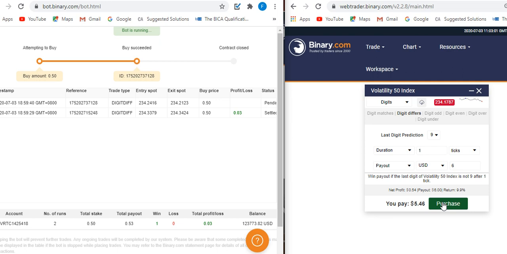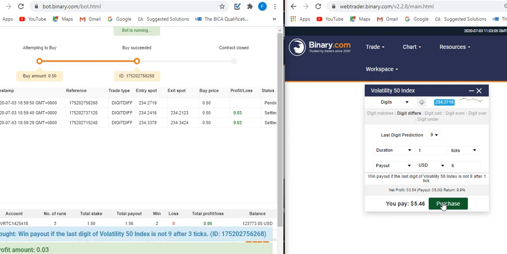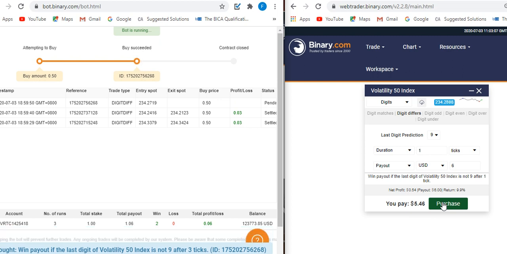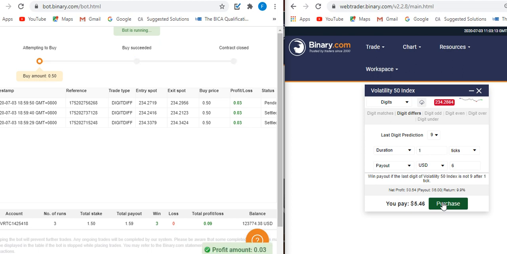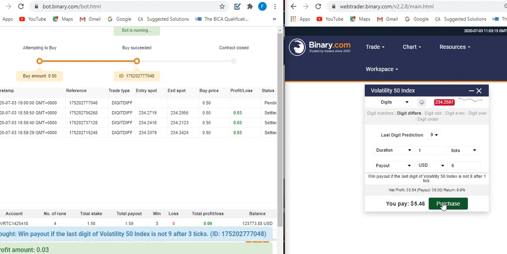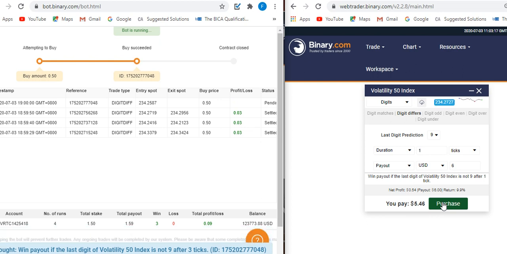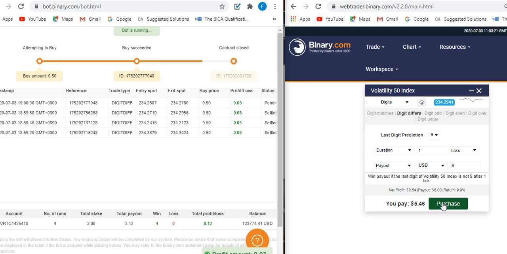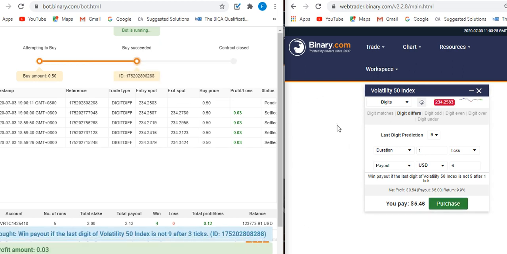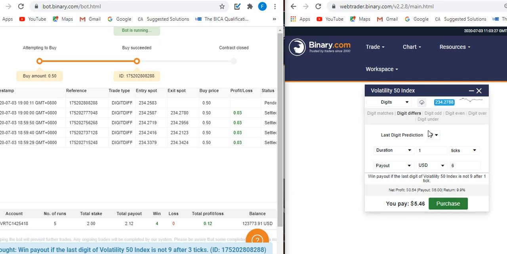Watch carefully how the manual and auto trades work together more successfully. So why are we following this bot? Even you can follow, both are on the basis of WebTrader. You can open one more and do it manually.